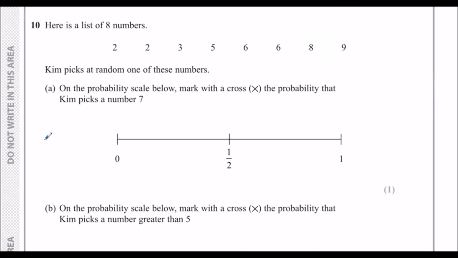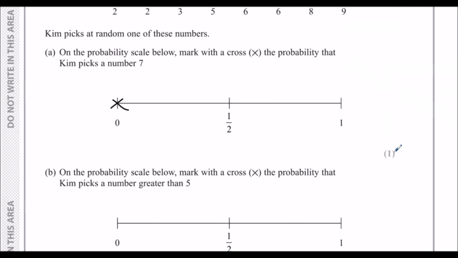Question 10. Here is a list of 8 numbers. Kim picks a random one of these numbers. On the probability scale below, mark with a cross the probability Kim picks a 7. So how many 7s are on our list? There are none. So the probability of getting a 7 is 0. There's no chance that we get a 7 because there are no 7s.